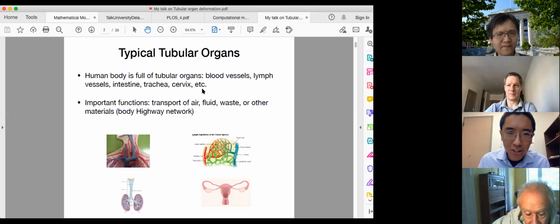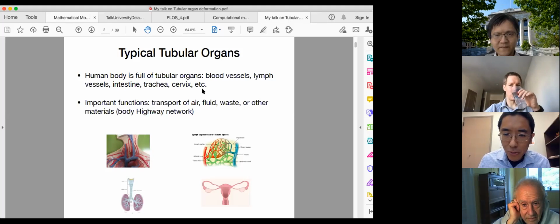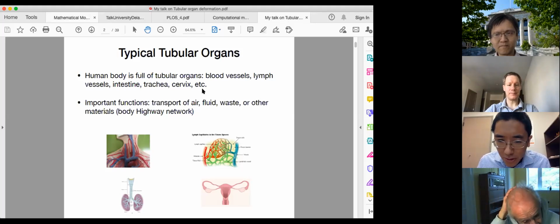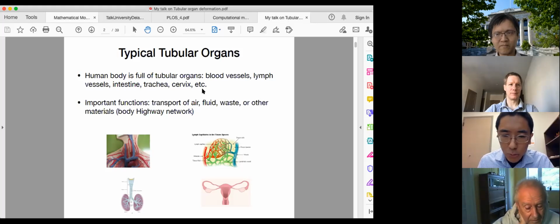Okay, so in this slide, I showed some tubular organs like the blood vessels, and this one is the lymph vessels, and also the tracheal airway, and the last one is the cervix and the female reproductive system.